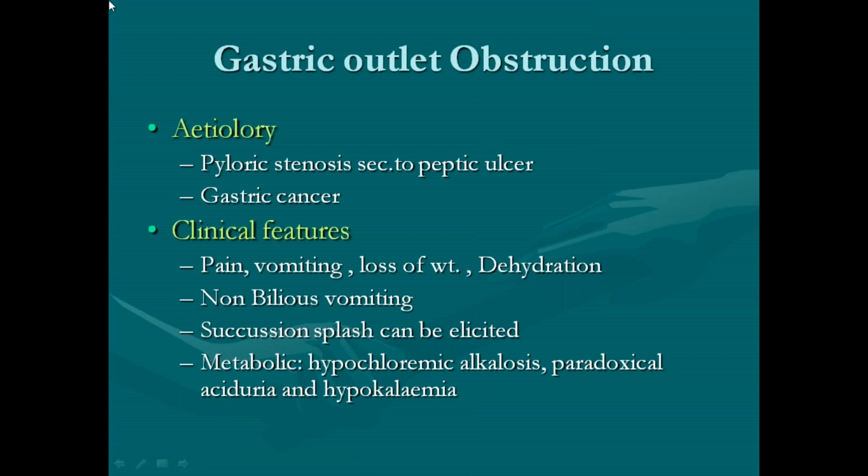Okay, so this is the metabolic abnormality seen in gastric outlet obstruction secondary to peptic ulcer. But in case of gastric cancer, remember there will be hypochlorhydria and achlorhydria rather than this abnormality. So in gastric outlet obstruction secondary to peptic ulcer, remember the metabolic abnormality: hypochloremic alkalosis with hypokalemia and paradoxical aciduria.